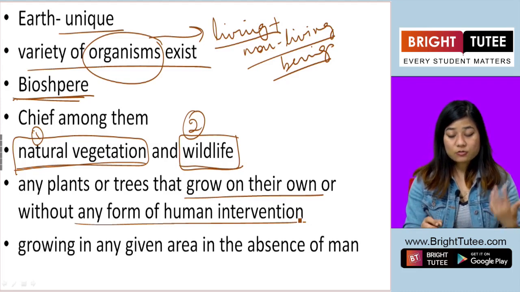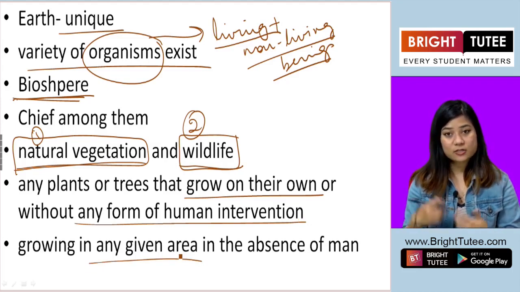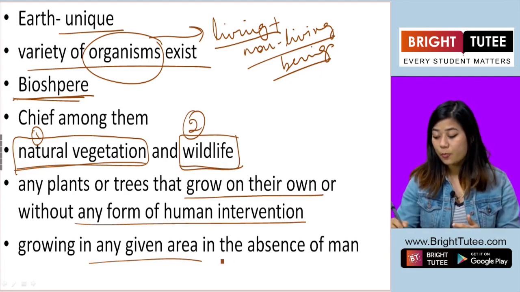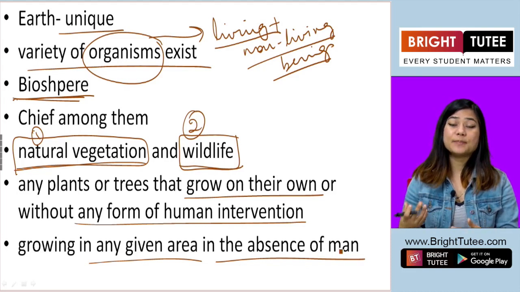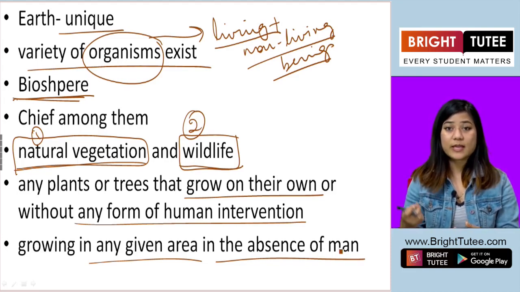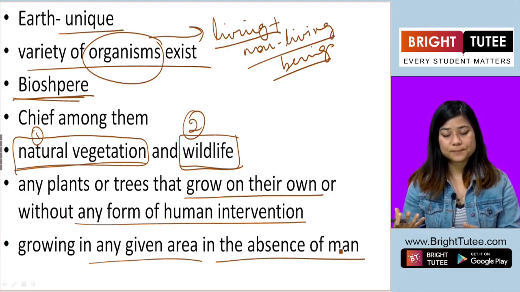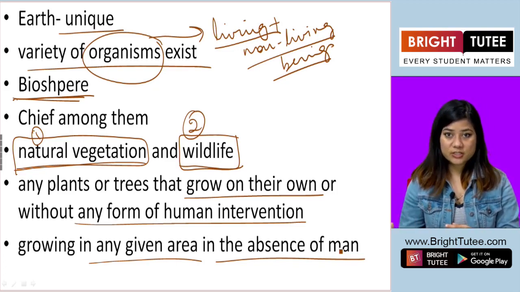So the plants and the trees grow in a natural vegetation in an area where there is no presence of man. Okay, so in the absence of man, when plants grow, when trees grow, those plants and trees form the natural vegetation.